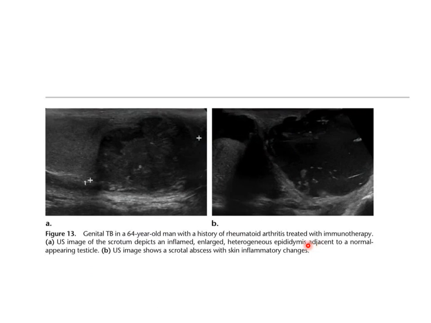This is the epididymis, hematogenous enlargement of the epididymis because of TB, and this is a large abscess in the scrotum causing scrotal wall enhancement.